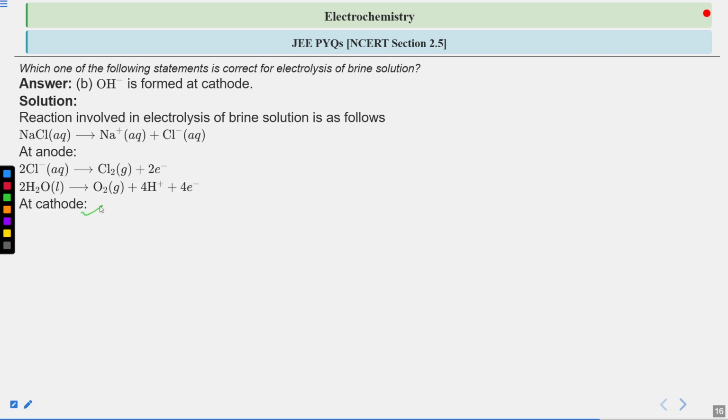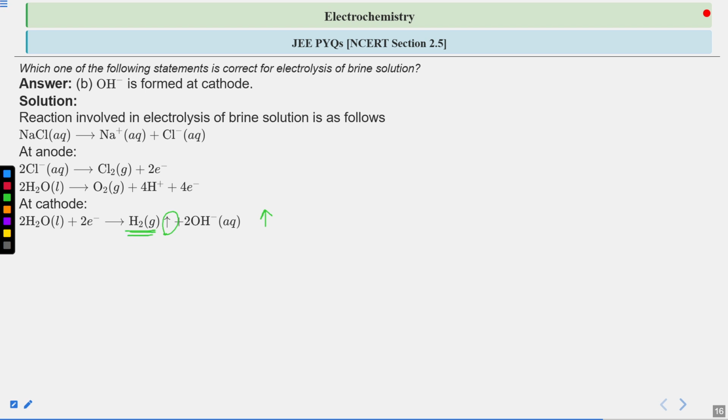At the cathode, after the oxidation process happening at the anode, the chloride ions release 2 electrons and the water molecule releases 4 electrons. These are the reactions happening at the anode. Now at the cathode, the water molecule gains those 2 electrons released by the chloride ions and gives hydrogen gas, which gets out. The arrow in the upward direction represents a gas being liberated.